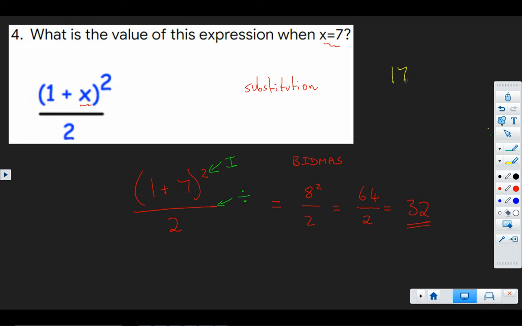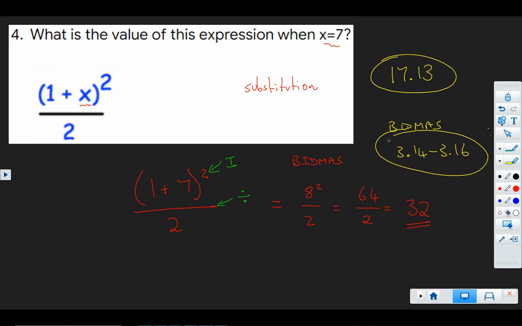Now, the nugget to go and practice some more substitution is 17.13. If you need to practice your BIDMAS, then you may need to ask your teacher to give you a bit of help and assign these to you, because these nuggets here are 3.14 to 3.16.